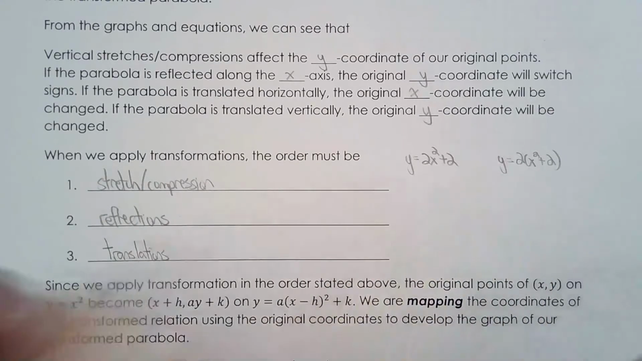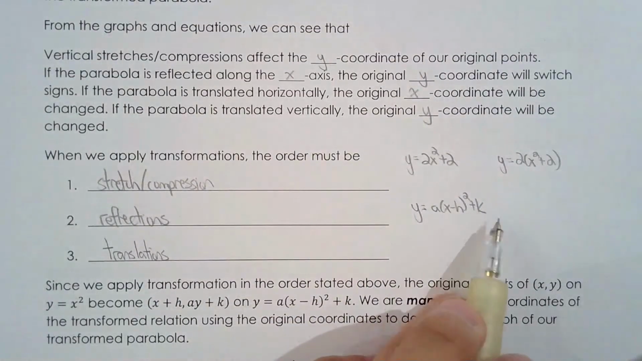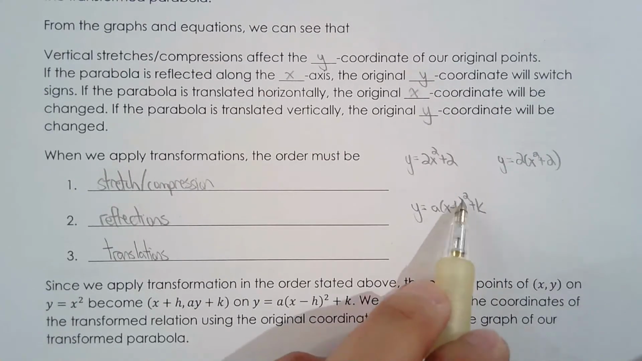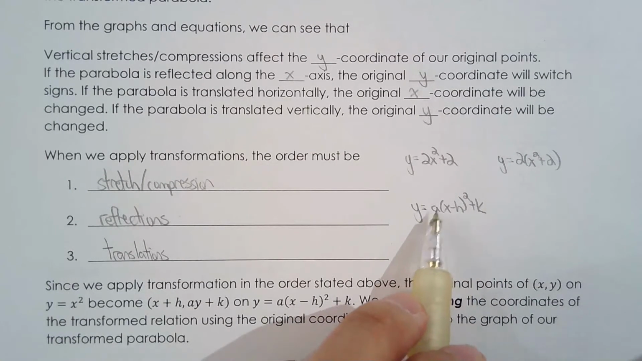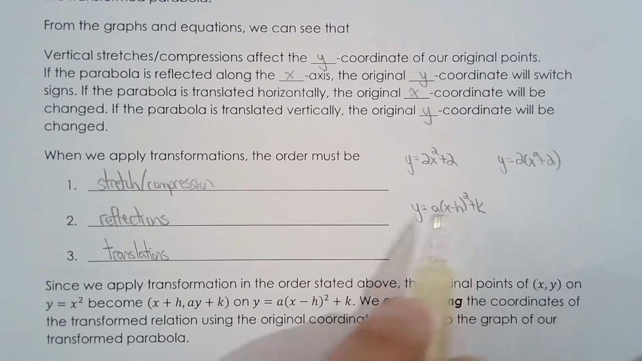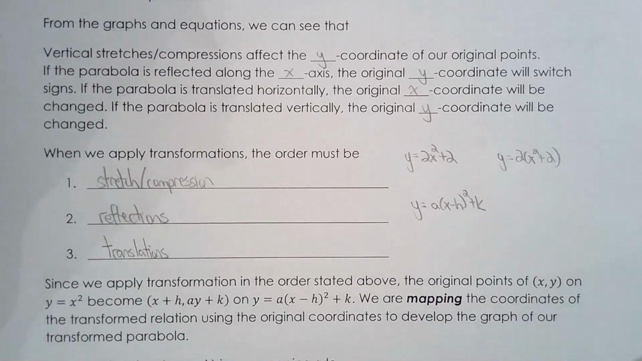So that basically explains why we save translations at the very end, because think about vertex form, right? What do you do at the very end? You add k, right? You take x minus h, all squared, multiply by a, and then you add k to solve for y. So based on what vertex form says, that is why we should save translations for the very end.